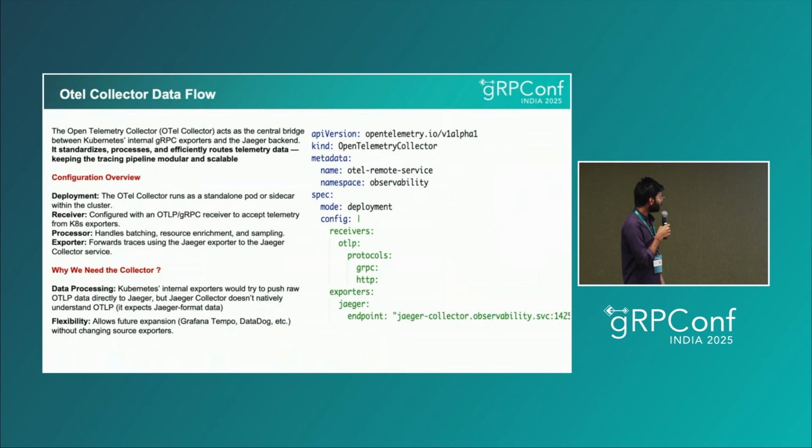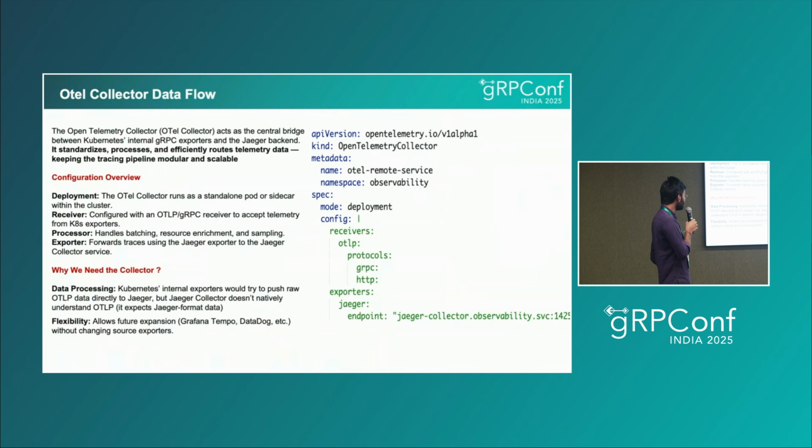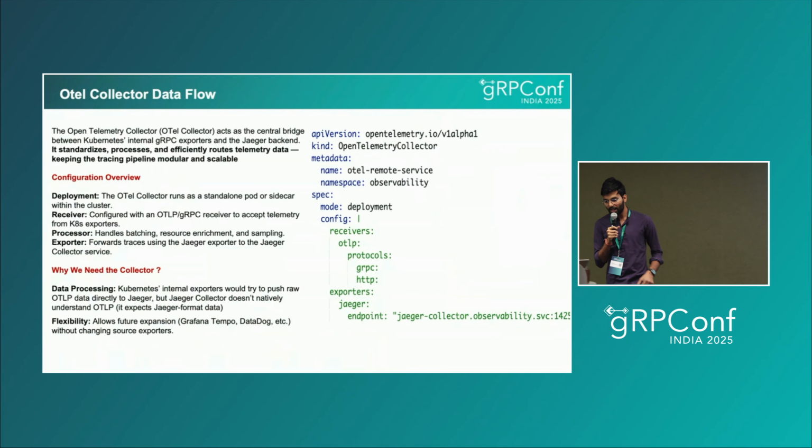It also gives us flexibility, which means if you are not able to stick to a particular backend, you can also use Grafana Tempo or Datadog. With the help of its exporters, you can directly change the data format as per your backend.